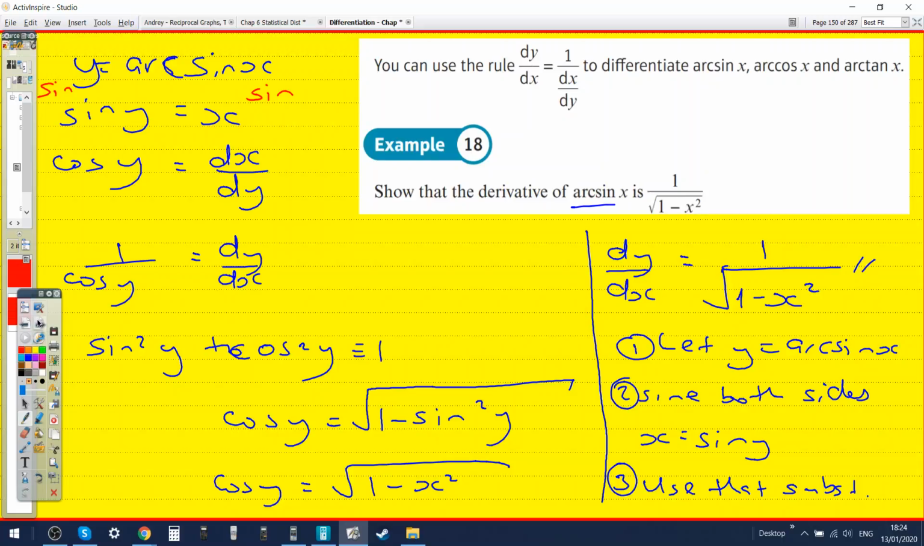How would you know, once you've got cos y, that you need to flip it to 1 over cos y? Because you had dx by dy, and so you flipped it to get dy by dx. That's the only reason why we flipped it. And how do you know to start off that you need to let y be arc sine x, and then switch it to make sine y equals x? You're just going to have to remember the let y equal. I mean, that was my instinct. It's weird to differentiate something without anything else, so I just let y equal it, and it's going to do dy dx.